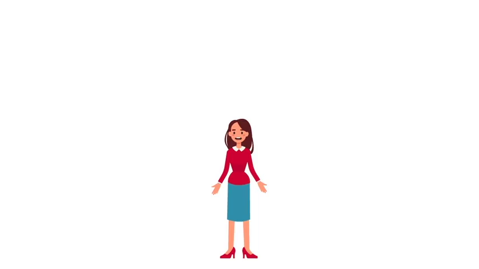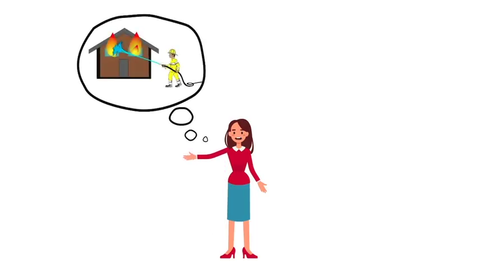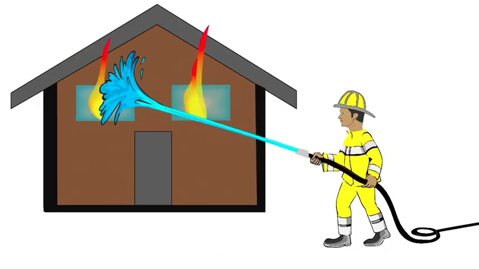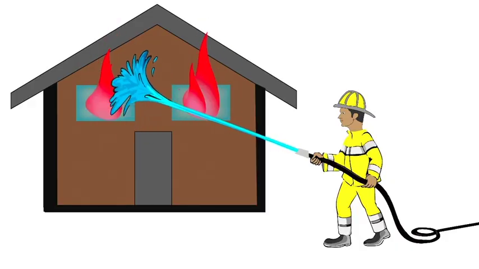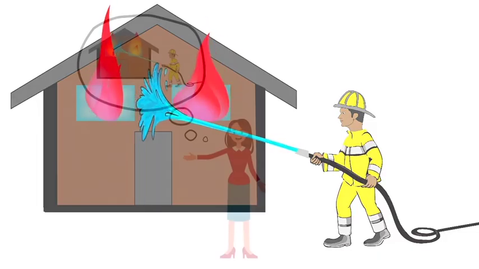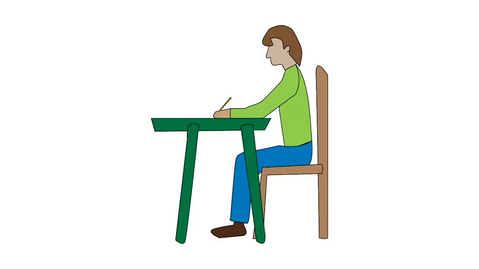Today, we will learn how to add more information to a sentence. But first, we need an idea, something to write about. Let's watch this idea about a firefighter. Wow, that was fun. Let's write a sentence that tells about that idea. Get into writing position.